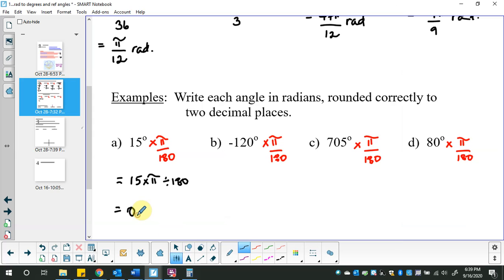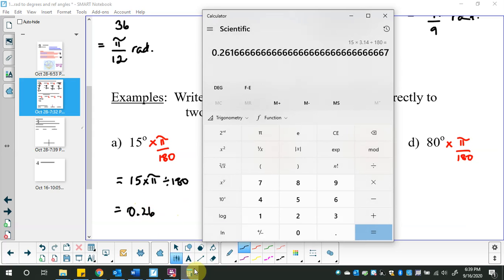Now you'll notice that when I did that calculation, I didn't use the pi button, I used 3.14. I do have a pi button somewhere on here, there it is. Yours might be easily accessible, or it might be a second function. Either way, you can do it this way as well, so 15 times, hit my pi button, divided by 180, and I still get 0.26.